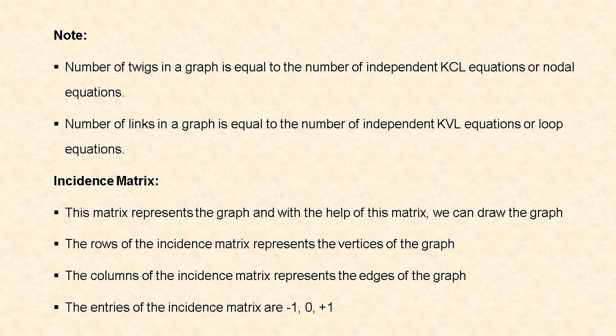Next, incidence matrix. The graph of the network can be represented by a matrix called the incidence matrix. With the help of this matrix, we can draw the graph. The rows of the incidence matrix represent the vertices or nodes of the graph. Similarly, the columns of the matrix represent the edges or branches of the graph.